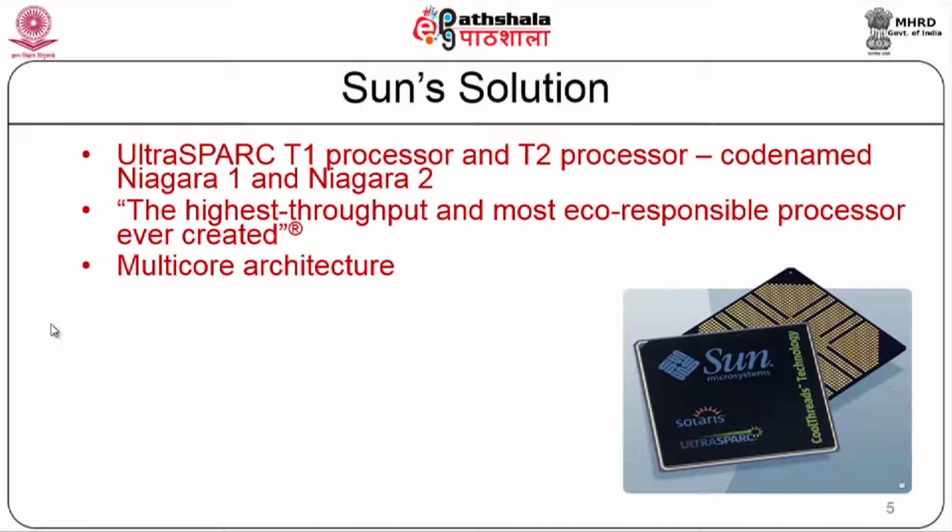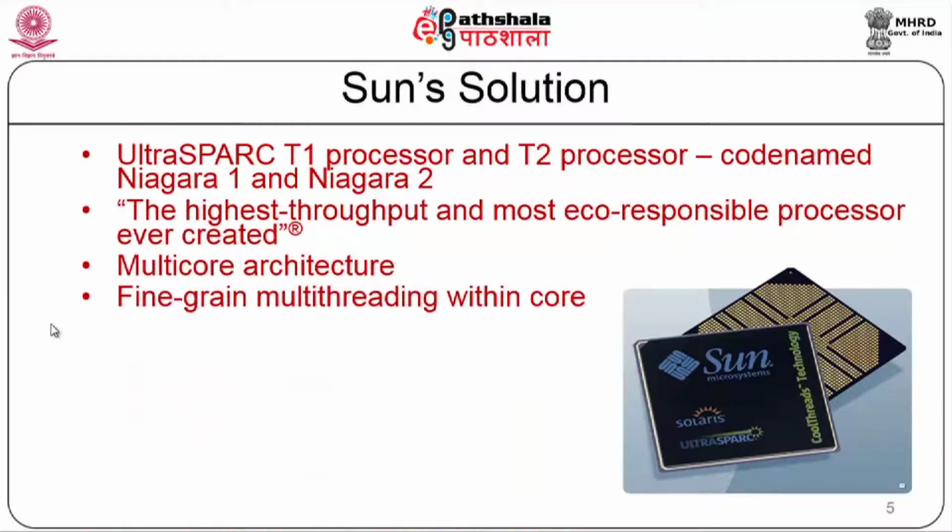According to Sun of those days, this was the highest throughput and most eco-responsible processor ever created. Eco-responsible because they were also looking at a reduction in power consumption, which is definitely more eco-friendly. It is a fine-grained multi-core architecture which supports fine-grained multi-threading within the core. We also discussed what fine-grained multi-threading is: one way of multi-threading where every clock cycle the processor switches to a different thread of execution.